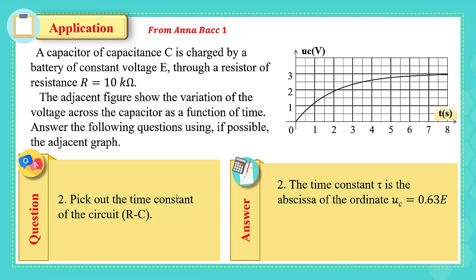Part 2. Pick out the time constant of the RC circuit. The time constant tau is the abscissa of the ordinate UC equal to 0.63 E. First of all, we have to calculate UC. Then we have to multiply 0.63 times E. What is E? We have said that it is equal to 3. It will give 1.89. Then we are going to go to the graph and see what is the abscissa of this point.